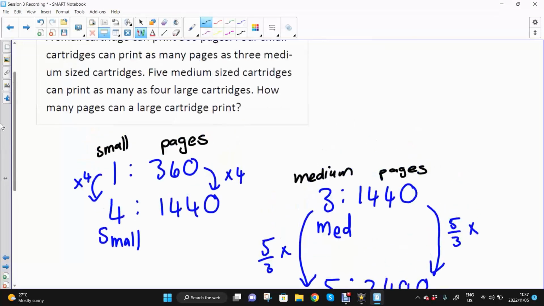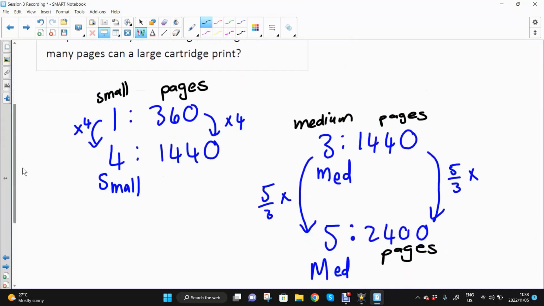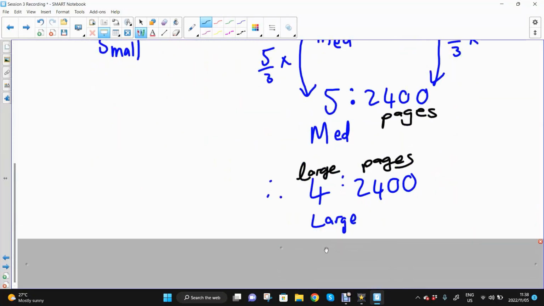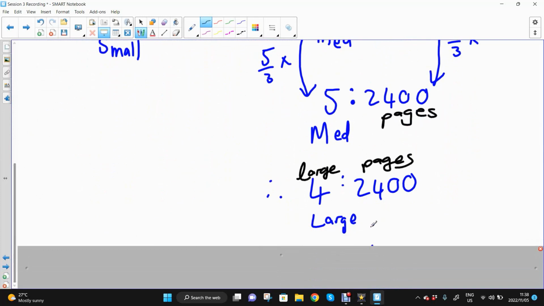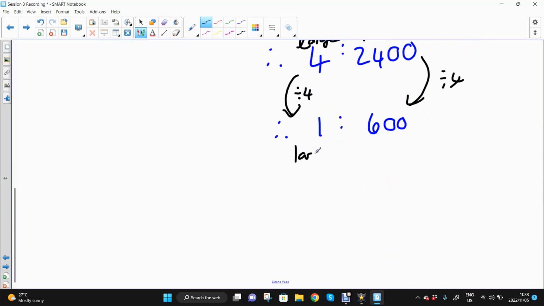And now finally, what's the last question? How many pages can a large cartridge print? So I want to know 1 large cartridge. There it is. 1 large one. So let's just delete this one. Okay. So I'm already looking at large versus pages, but I want 1. So to get that answer from 4 to 1, you just divide by 4 on either side, and that gives you 600 pages. So 1 large cartridge can print 600 pages.